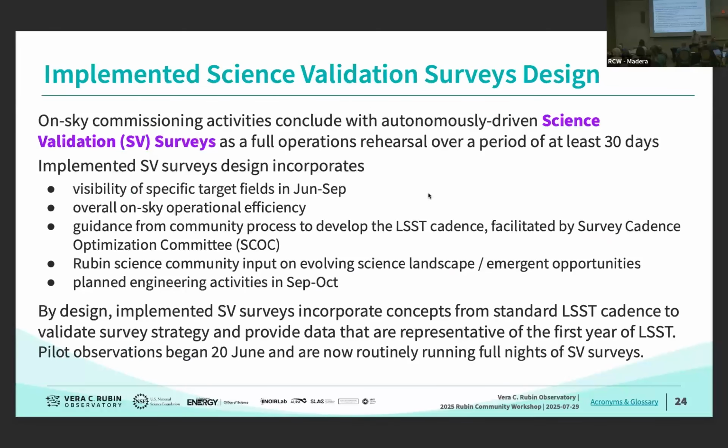So all the OnSky commissioning activities are being run by the feature-based scheduler. As we run through them, we're going to conclude at the end with a set of science validation surveys and full operations rehearsals that will run over 30-odd days. This will cover specific targets that are visible during the June to September period. It will focus a lot on overall operational efficiency of the entire integrated system. Guidance from the community has been used to develop the cadence that we use to observe. We've also worked with the SCOC to develop the survey that's being run as part of the science validation surveys.